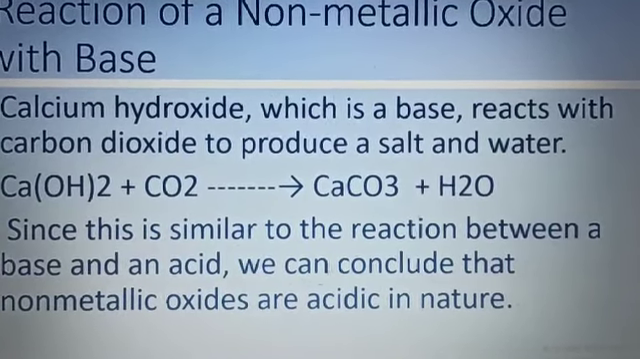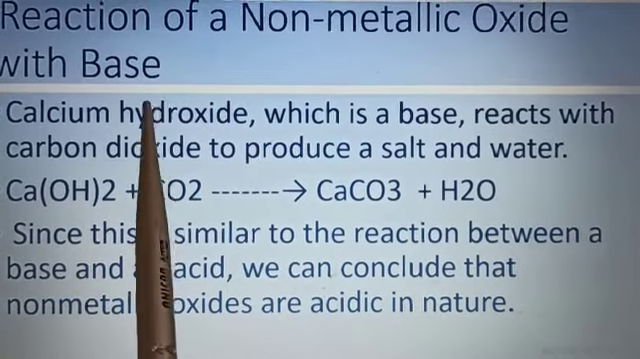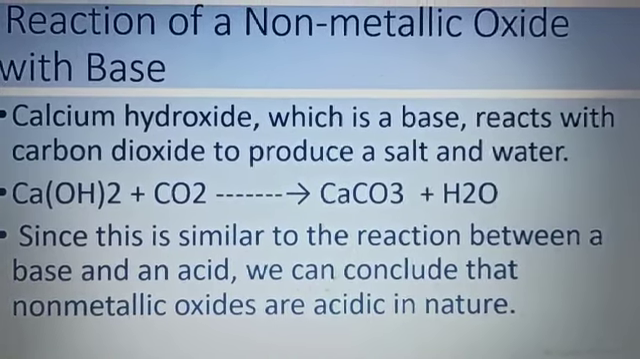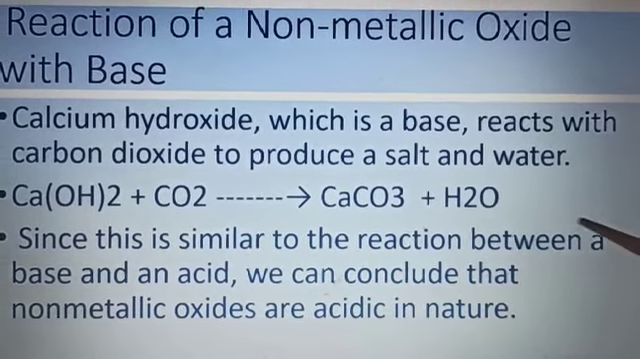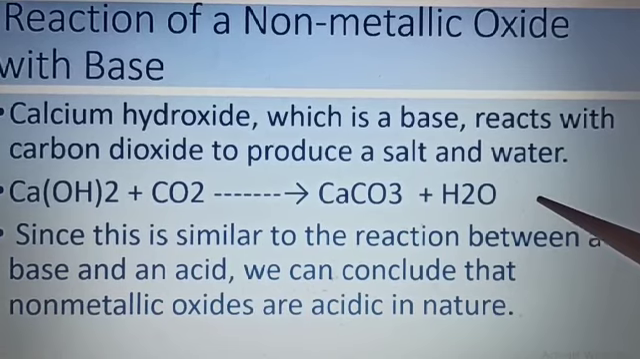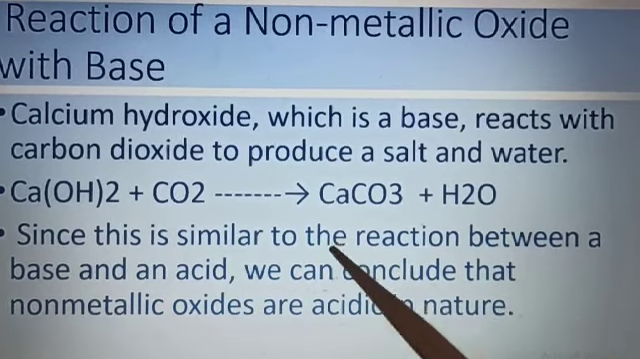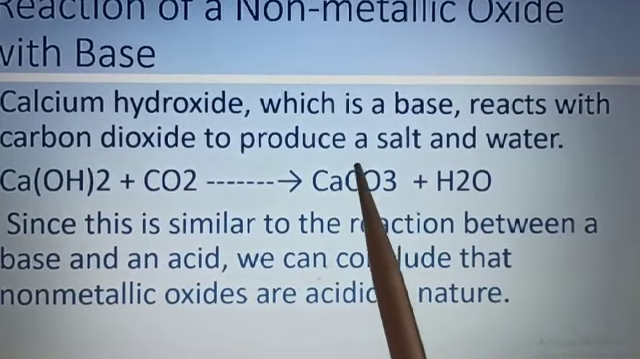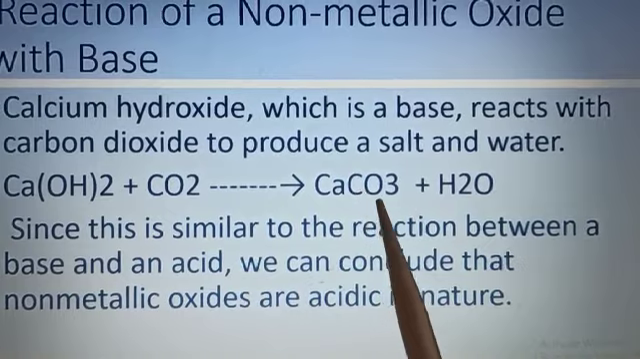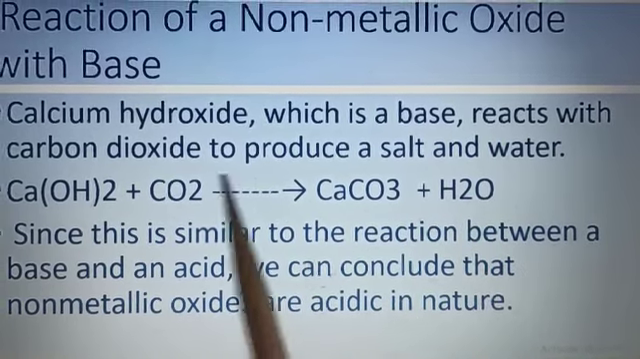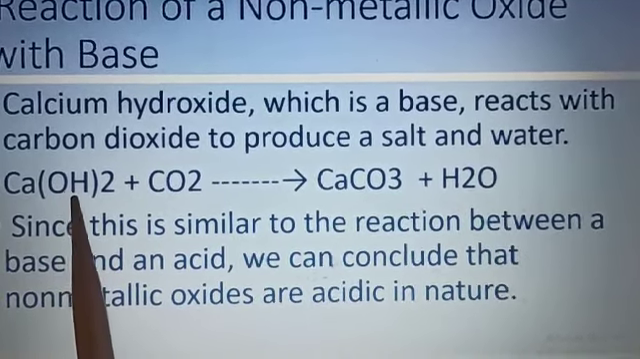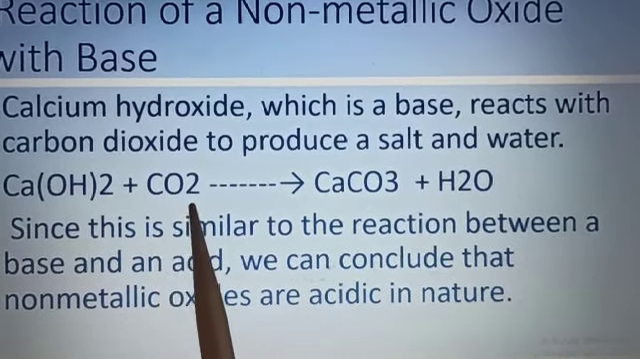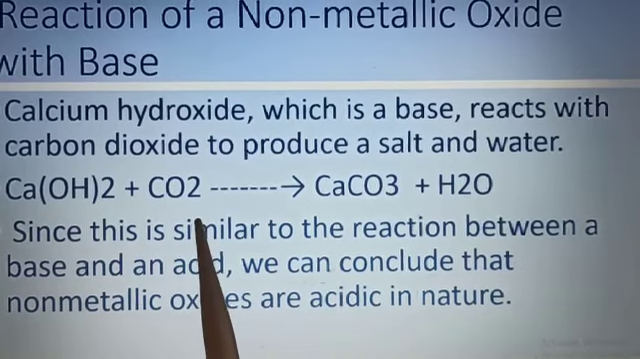Next is the reaction of a non-metallic oxide with base. Calcium hydroxide, it is a base, reacts with carbon dioxide and produces a salt and water. Again the reaction is the same. This is salt, calcium carbonate, and water, means the products are similar to the reaction of acid and base. And this is a base, calcium hydroxide, and this is the non-metallic oxide. Carbon is a non-metal, so its oxide is a non-metallic oxide, carbon dioxide, right?